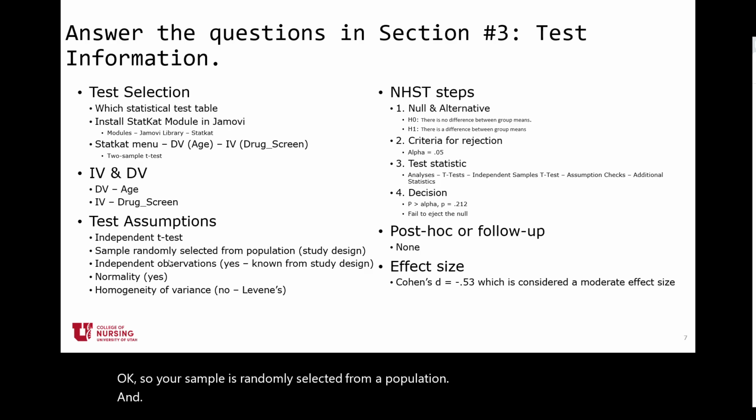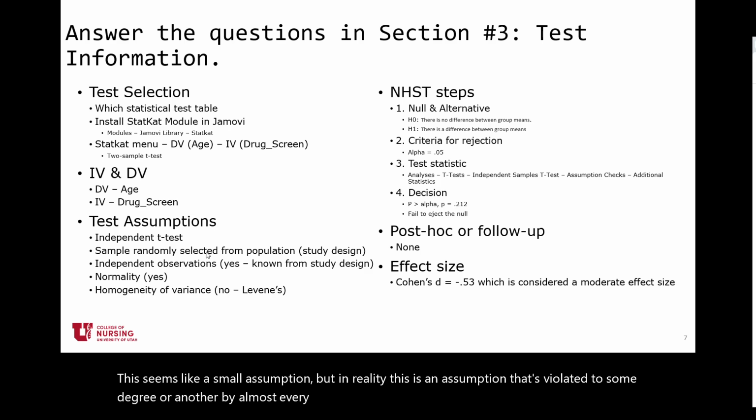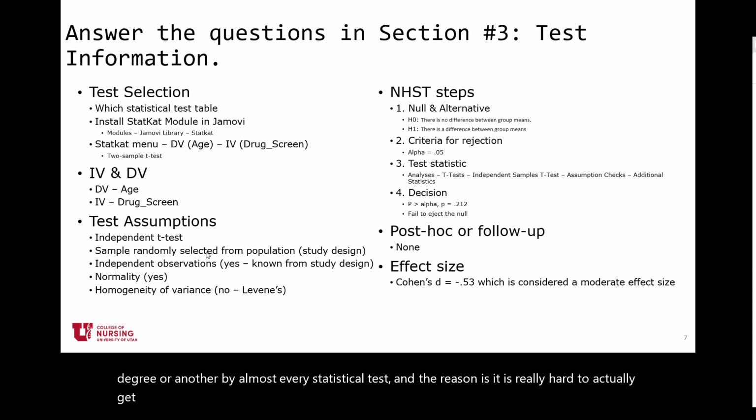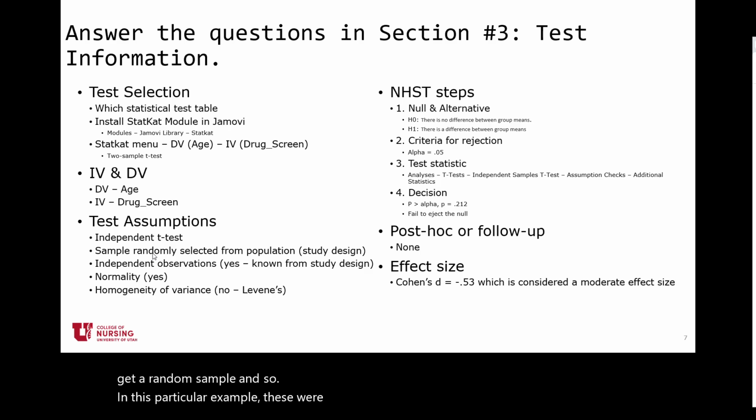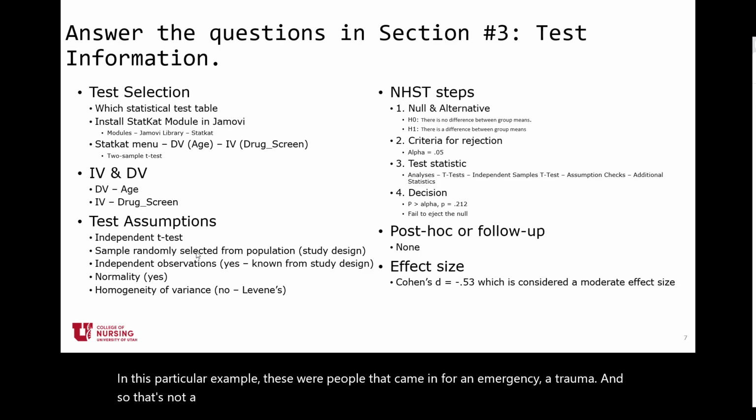this seems like a small assumption, but in reality, this is an assumption that's violated to some degree or another by almost every statistical test. And the reason is it is really hard to actually get a random sample. And so in this particular example, these were people that came in for an emergency, a trauma, and so that's not a random selection, that's a convenient sample.